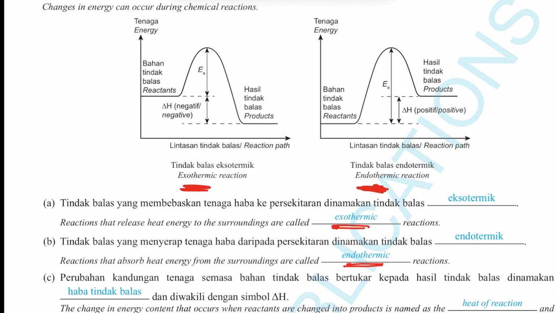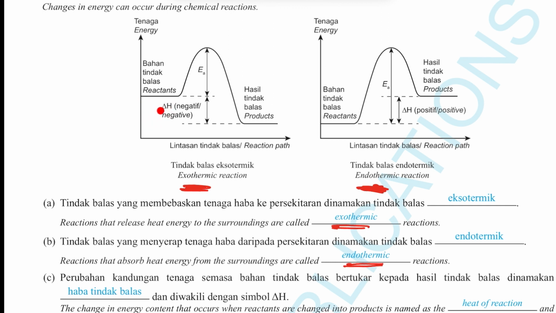So saya rasa kamu tak ada problem ni. Yeah. This is the EA for the exothermic reaction. This is the EA for the endothermic reaction. So the heat of reaction delta H, kita tulis dia dengan delta H ya, is the change in energy content. Change of energy content is a heat of reaction. We symbolize it as delta H.